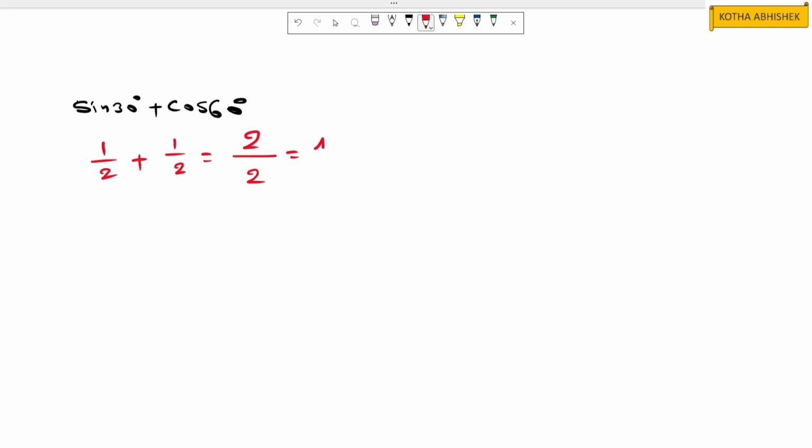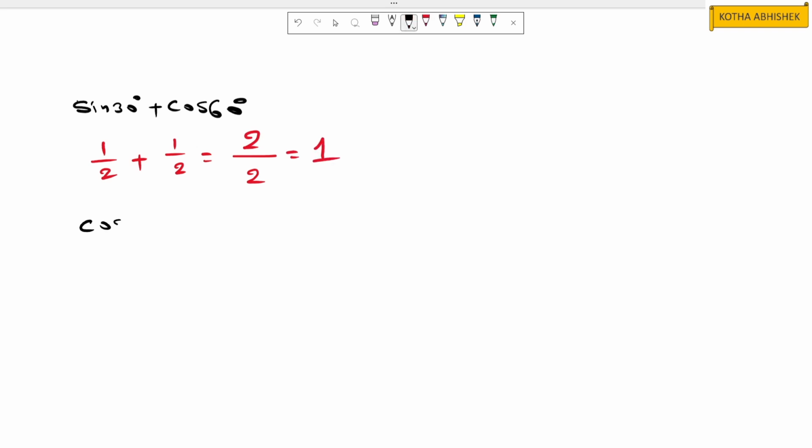What is the value of sine 30 degrees plus cos 60 degrees? So here, what is the value of sine 30? It is 1 by 2 plus, what is the value of cos 60? Cos 60 is also the same as sine 30, that is also 1 by 2. Both the denominators are the same, so write the denominator one time and add the numerators. 1 plus 1, 2. It is 2 by 2, which is 1. Let us take one more question.